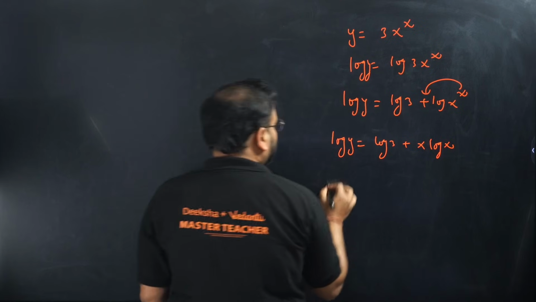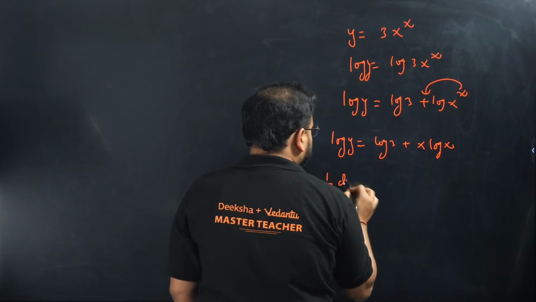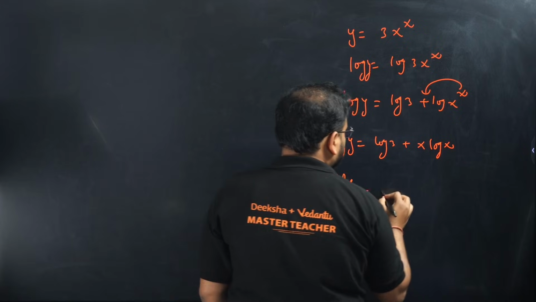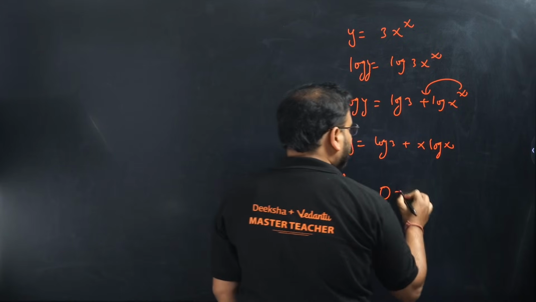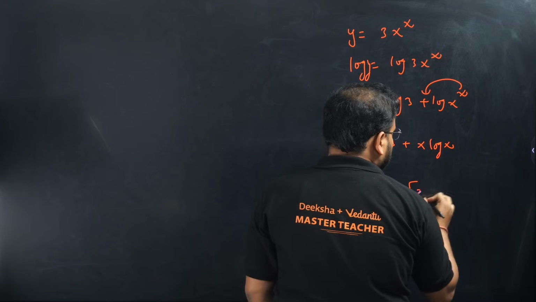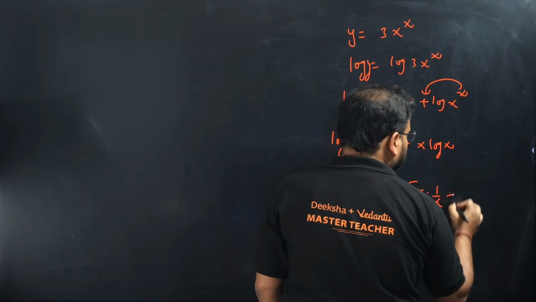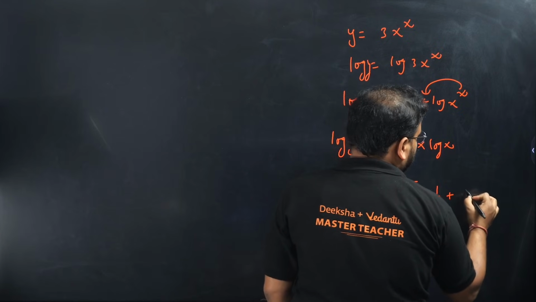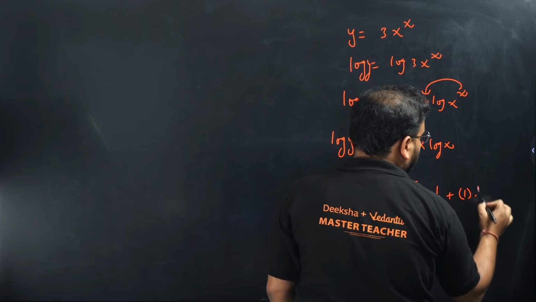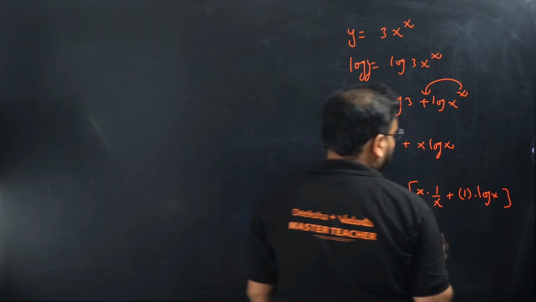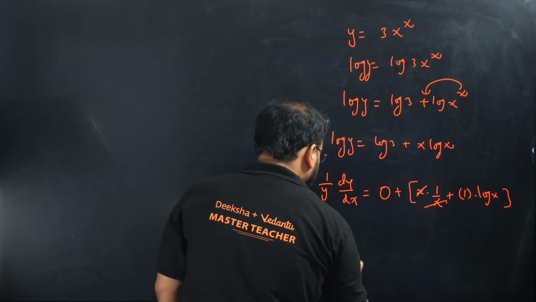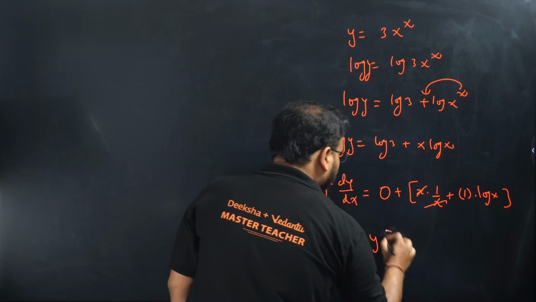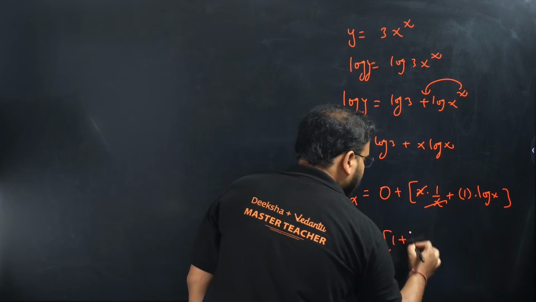Now differentiate it, you'll have 1 by y dy by dx equals to, this will be 0. A constant derivative is always 0. Over here we'll have to apply the product rule. So x is as it is, derivative of log is 1 by x plus. This time we'll differentiate x and keep the log as it is. Okay, sir. So this is cancelled. I'll have the derivative now. Dy by dx equals to y times of 1 plus log x.